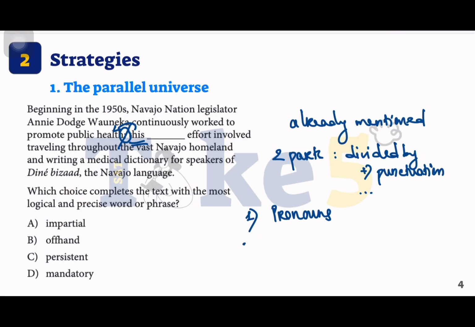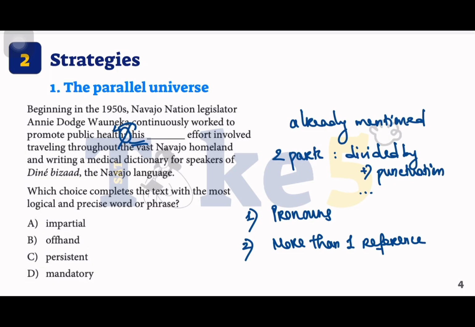Clue number 2, the parallel universe applies not only for the missing blank, but there will be at least something else also being referred to. Find the bridge for this parallel reference, then it will lead you to find the similar mirror. Let's look at this example.